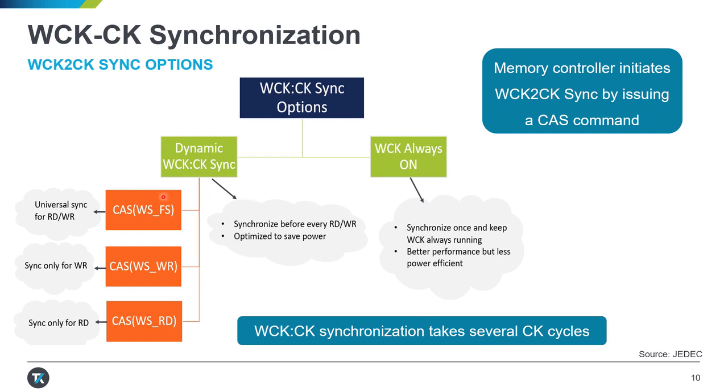Now, there are three versions of CAS command that can be used to initiate WCK to CK sync operation. CAS fast sync, CAS write command, and CAS read command. These two commands, write and read, are optimized for the particular operation. CAS write command is optimized for write operations. CAS read command is optimized for read operations. So after issuing a CAS write command, a controller has to follow up with the write command. After issuing a CAS read command, a controller has to follow up with a read command.